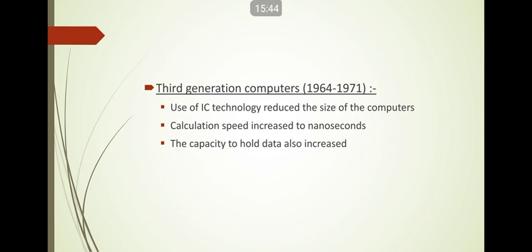In the first one, the size of the computer was almost of a room. Size of a room. Then it decreased a bit. Then in third generation computer, the size decreased more. And the calculation speed increased to nanoseconds, means the processing speed increased. And the capacity to hold data also increased. Clear?